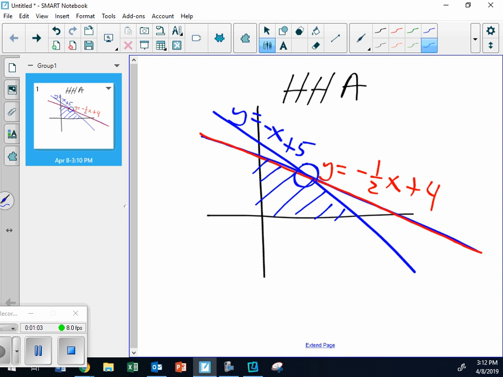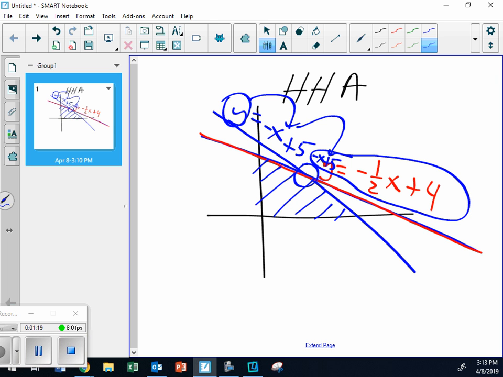Basically, you're going to want to solve them both for y, and then you can set them equal to each other. Because if y really equals negative x plus 5, you can put that in there and say negative x plus 5 is equal to negative 1/2 x plus 4, and you can solve that equation.